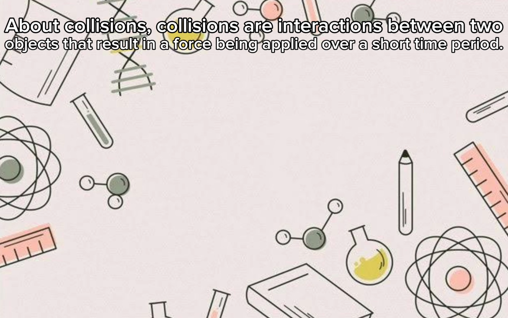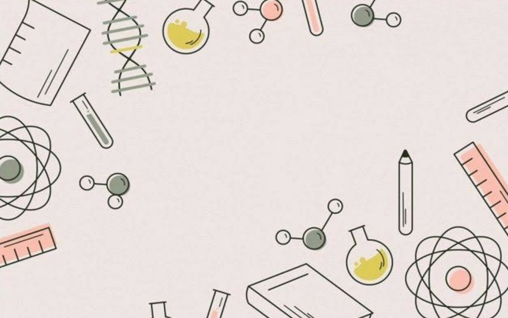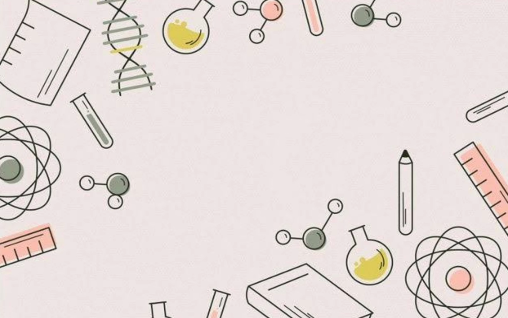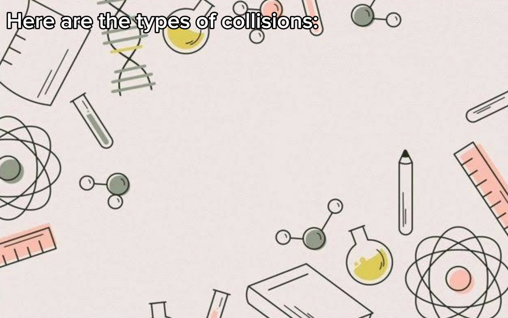About collisions: collisions are interactions between two objects that result in a force being applied over a short time period. They can be classified into two main types based on the conservation of kinetic energy. Here are the types of collisions.